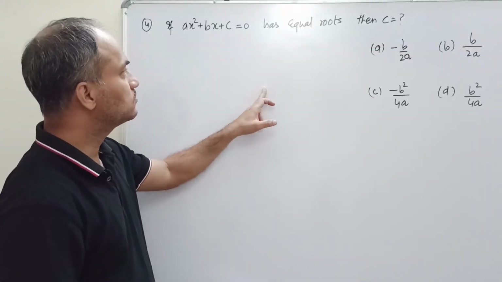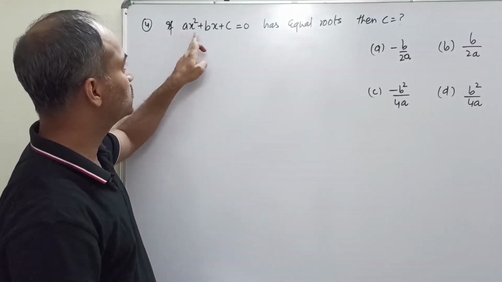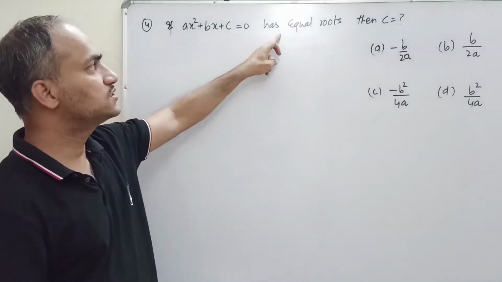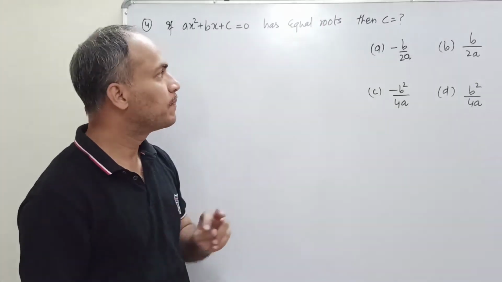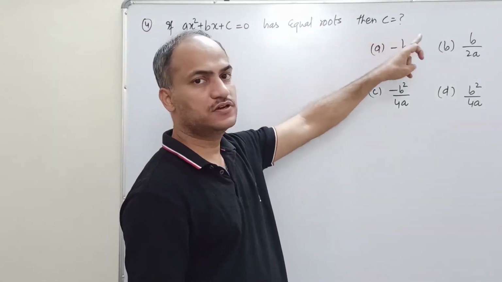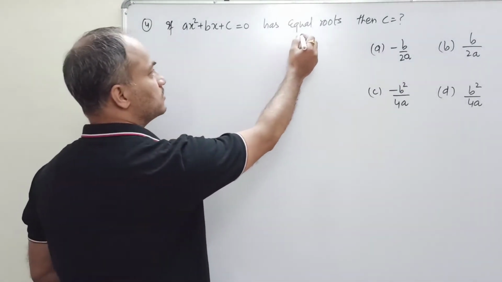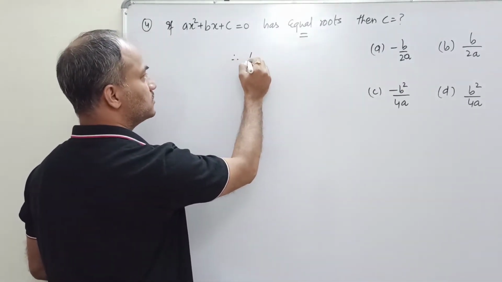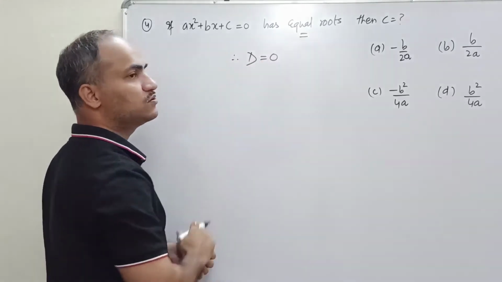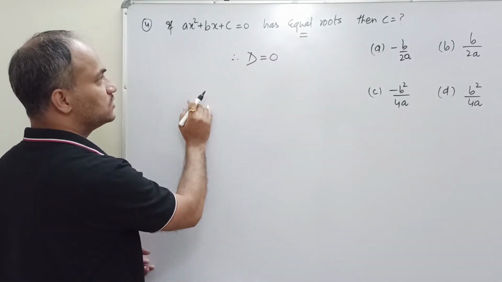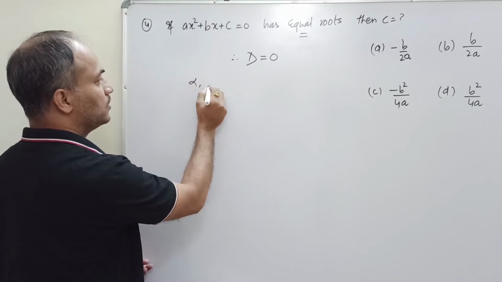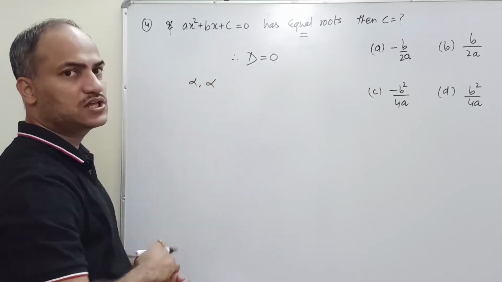Okay. Here in this question, the given equation ax square plus bx plus c has two equal roots. Fine. And then we have to find the value of c. These are the four options. So since the equation has equal roots, therefore we can say the discriminant D will be equal to 0. Equal roots, let us assume them alpha. So alpha is one root, the other is also alpha.